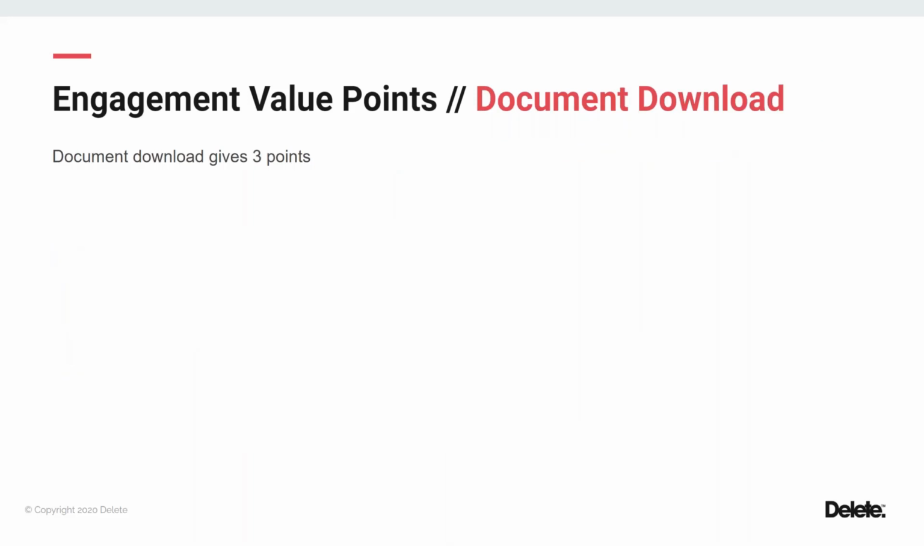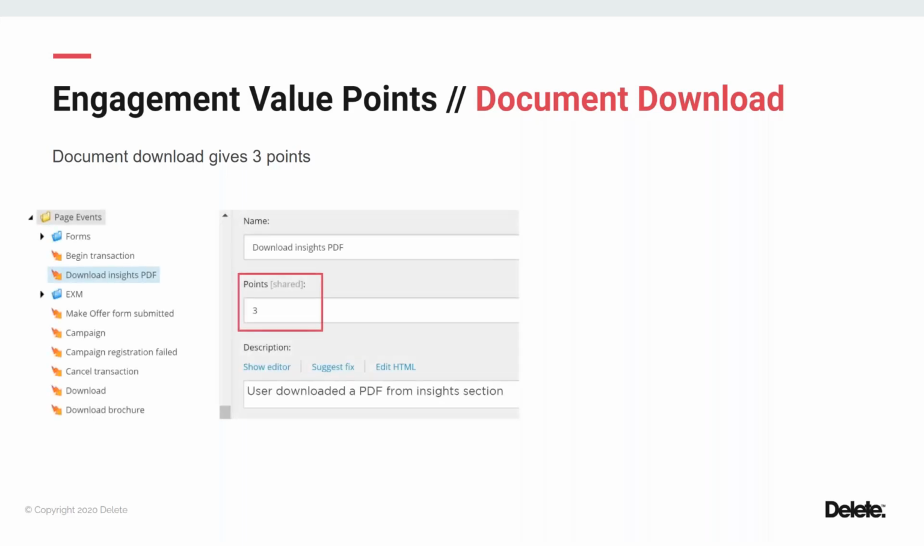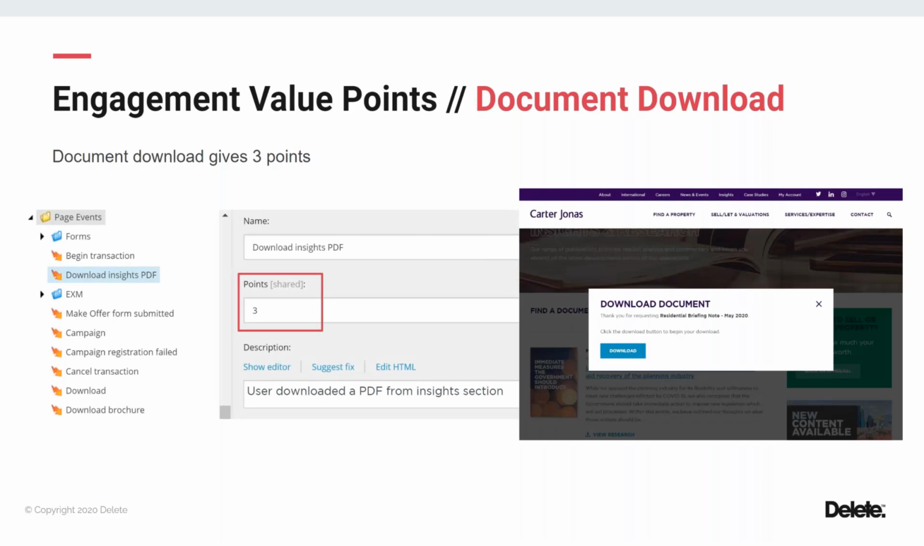And another example is the document download on the website in the research section. And as you can imagine, the form submission is more important than the document download, but still it's an interaction on the website. So we're giving a lower number of points for the document download. And you can see how it looks on the website.